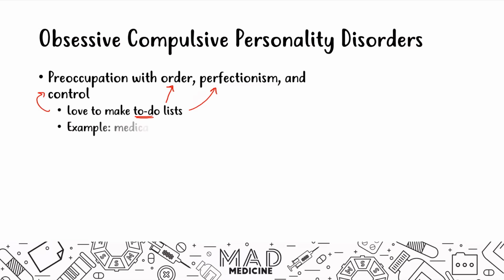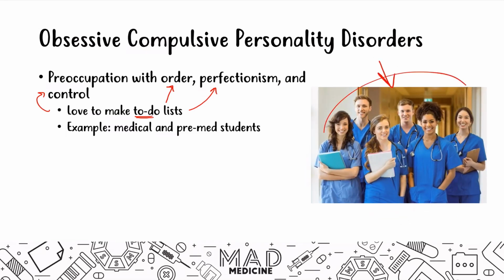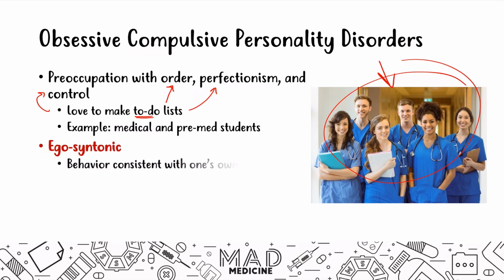I'm sure a lot of you guys have as well. So the example of this is pre-med medical students. You guys have OCPD. That's a perfect example. You don't have OCD. Don't get that mixed up. You have OCPD. This is a very egosyntonic behavior, which means that this behavior is consistent with one's own beliefs and attitudes, and it's actually very beneficial. It ends up helping you out because a lot of times the order, the perfection, and the control that you want to have may help you study. It may help you get the tasks you need to complete done faster and more effectively. That's why we call it egosyntonic.